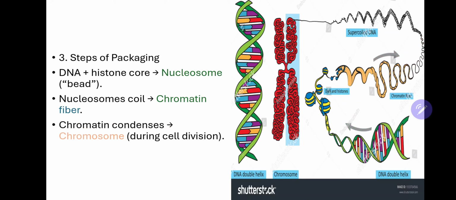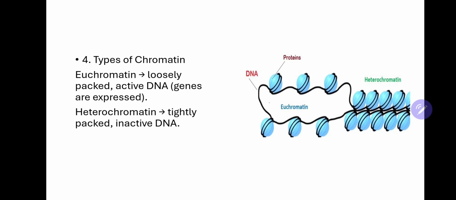That is the main structure, or that is how the chromosomes are embedded inside the nucleus in the normal way. But during cell division, this chromatin condenses to form the chromosome. Okay, so the nucleosome leads to the chromatin fiber, and this chromatin fiber later becomes the chromosome during cell division. Hope you got the point.